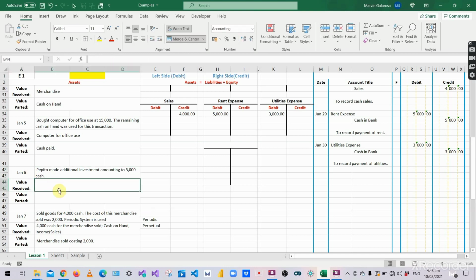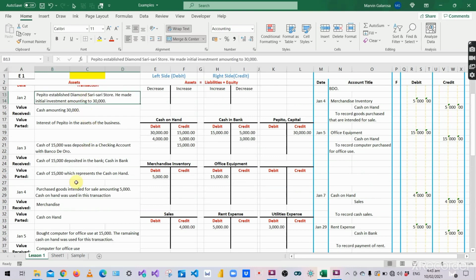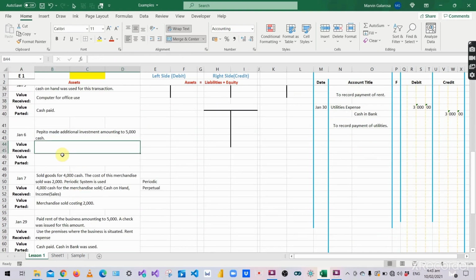Ano yung value received sa point of view ni Diamond Sari-Sari Store? Tandaan, ang business separate siya from the owner. Ang i-record mo sa business is yung transactions ng business. Any transactions ng owner which is personal, hindi mo siya i-record sa business. Which is yung in-example nga natin kanina is yung pagbili ni Pepito ng cellphone for personal use. In which case, yung cellphone, hindi mo siya i-record sa books ng business.